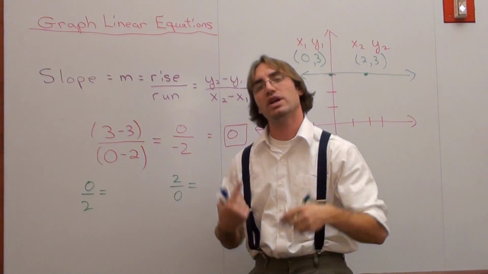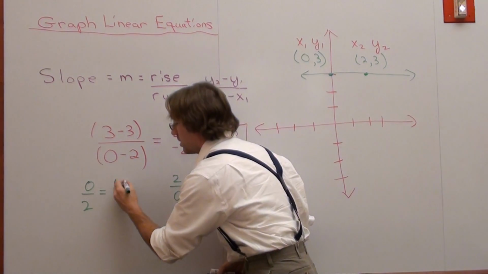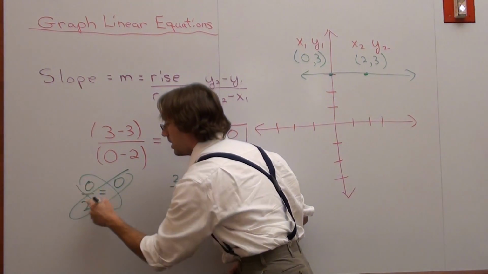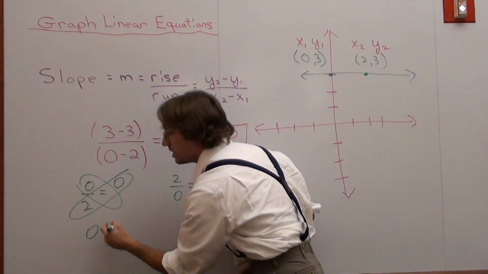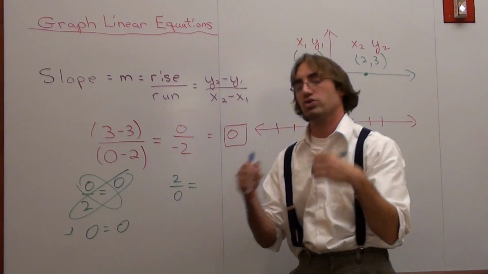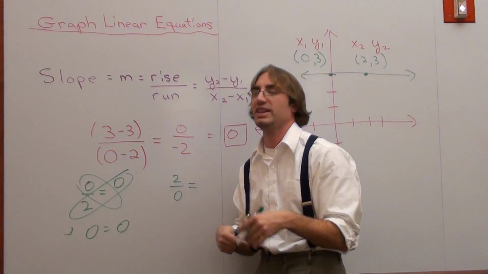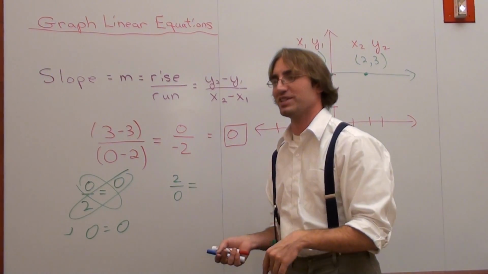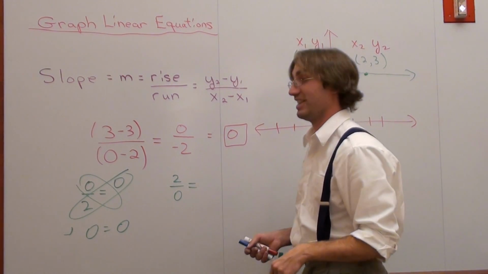0 over 2 is 0. Because when you cross multiply them, 0 equals 2 times 0, which is 0. Story checks out. So 0 over a number is 0, unless that other number is 0. Then you've got to use something called L'Hopital's rule, which is a calculus concept, and we're not getting to that.